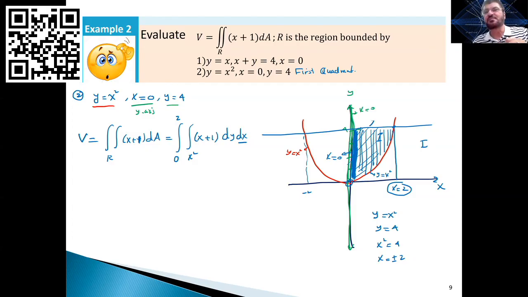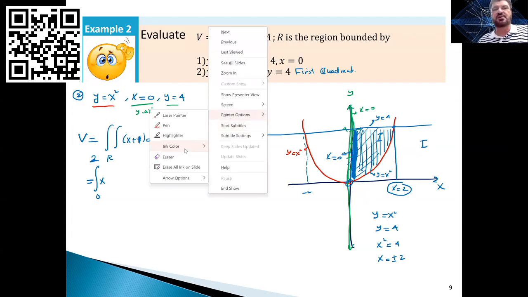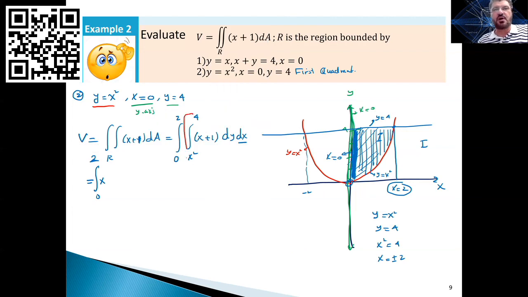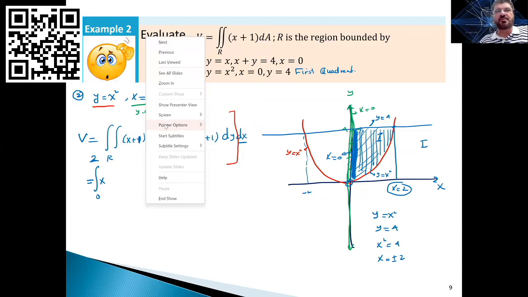Who's on the top? We know this is y equal to 4. That's it. Bottom and top, right and left, done. Now let's integrate with respect to y. Same thing. So now this is equal to the integration of x from 0 to 2. What I'm going to do is put a box here to see that we are going to start from inside. So the integration, let me open the box now.